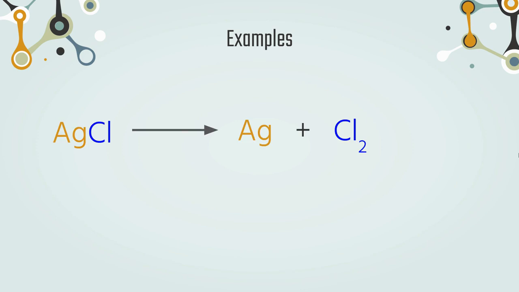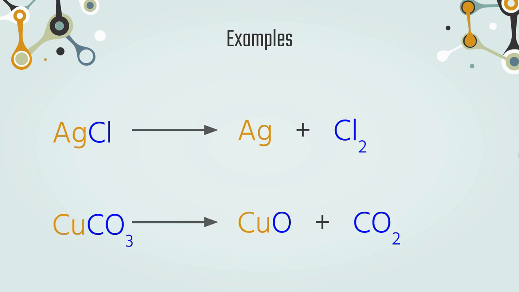2 examples. If we take silver chloride and form silver and chlorine, we have 2 products from 1 reactant. That is a decomposition, just like copper carbonate, forming copper oxide and CO2 gas. Again, 1 reactant becoming 2 products. This is a decomposition reaction. Again, let's take a look at an example of balancing a decomposition reaction on the other screen.